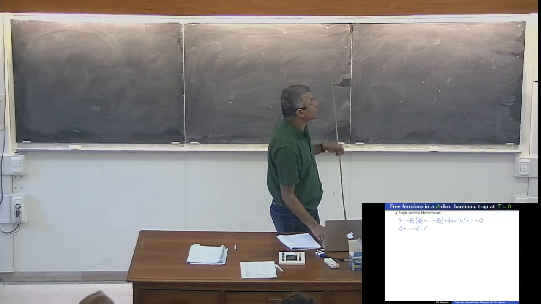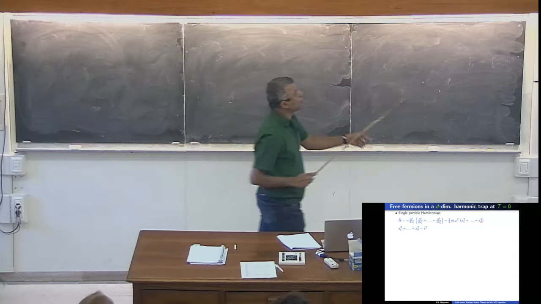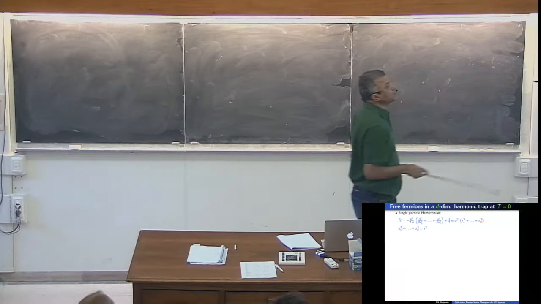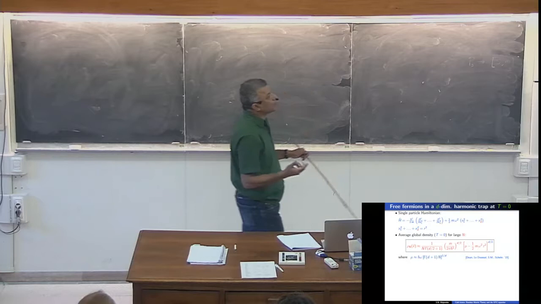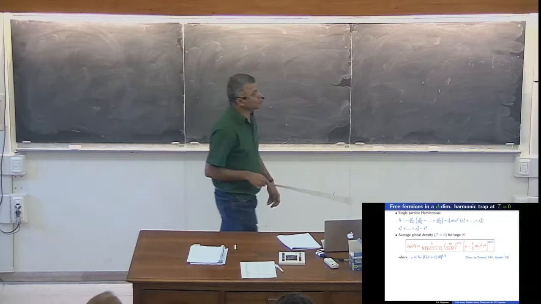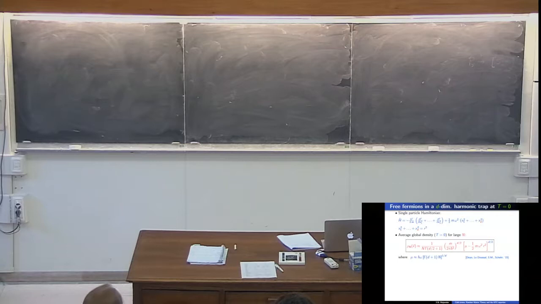So, for example, a single particle in a harmonic well in D dimensions. This is the single particle Hamiltonian, just a D-dimensional Laplacian plus this r squared. And the global density, first of all, you can compute explicitly, and you can also compute it from the local density approximation or Thomas-Fermi approximation. In D equal to 1 you have the semicircular law, but in higher dimensions you have a D by 2 here, because it's like a cap.